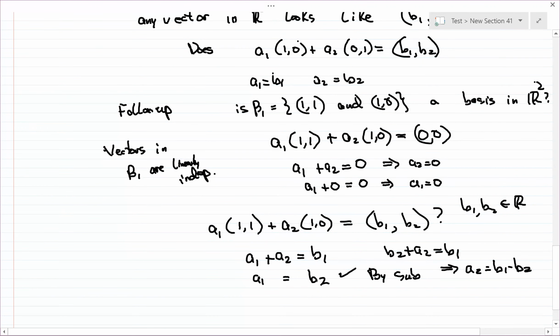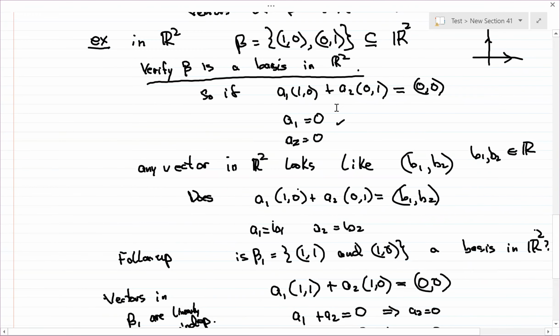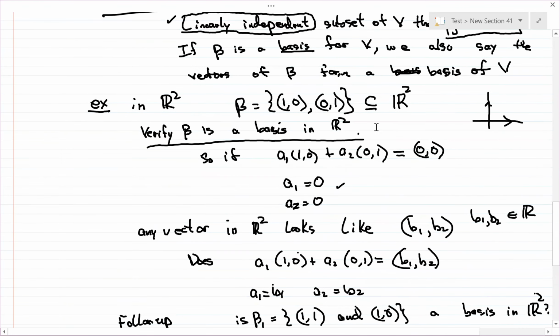Okay, so there's a solution. The solution: you can get any vector in R2, that vector being B1, B2, by setting A1 equal to B2 and setting A2 equal to this. So that means these two vectors generate all vectors in R2. So what does it mean? This is a second basis. The first basis was the familiar one from calculus 1001. But this would also be a basis.